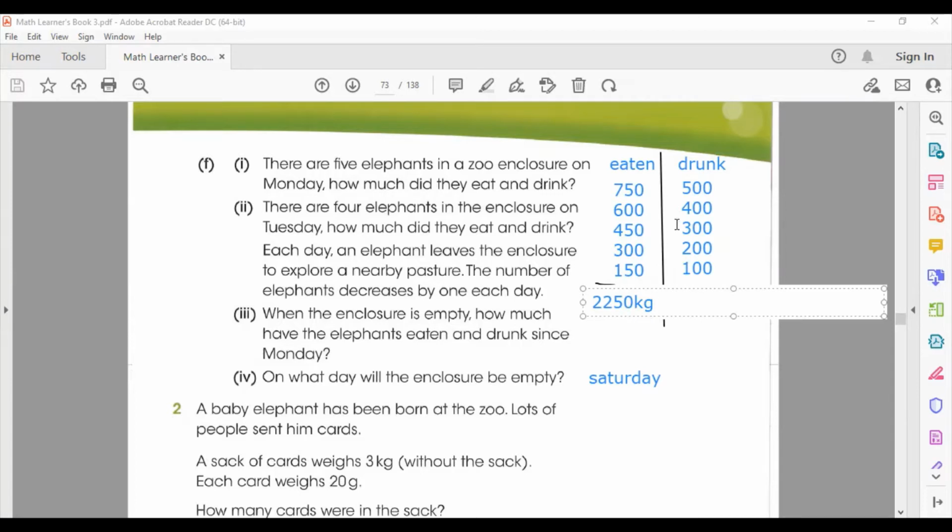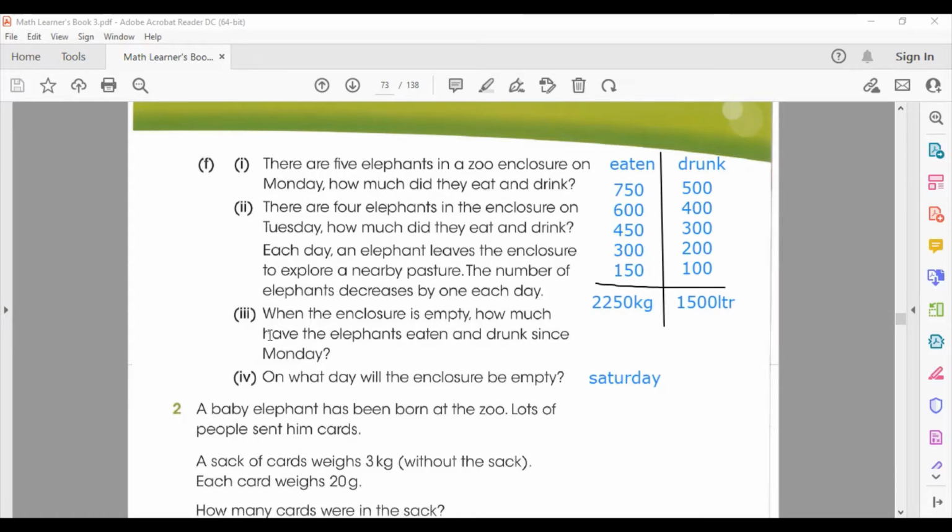5 plus 4, 9, 10, 13, 14, 15. 1500 liters. So 2200 kg eaten by the elephant, starting from Monday, Tuesday, Wednesday, Thursday, Friday, until 5 days, and drinking how much water? 1500 liters.